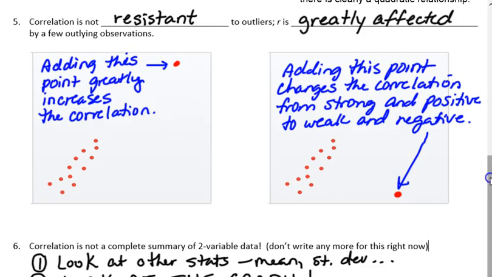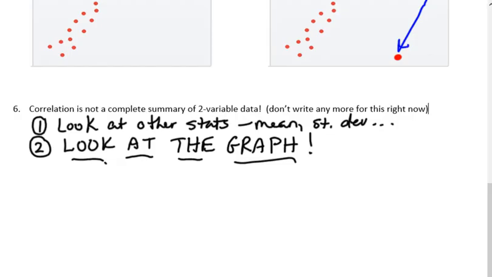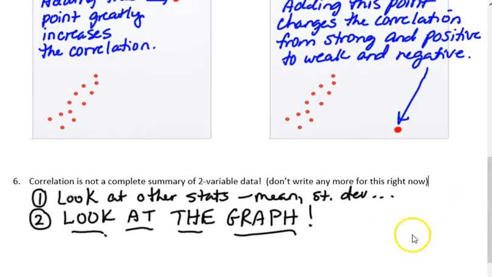So, moral of the story here. Correlation alone is not a complete summary of two-variable data. Look at other stats, mean, standard deviation, etc. But most importantly, look at the graph. The graph together with the correlation tells you a great deal about the data.